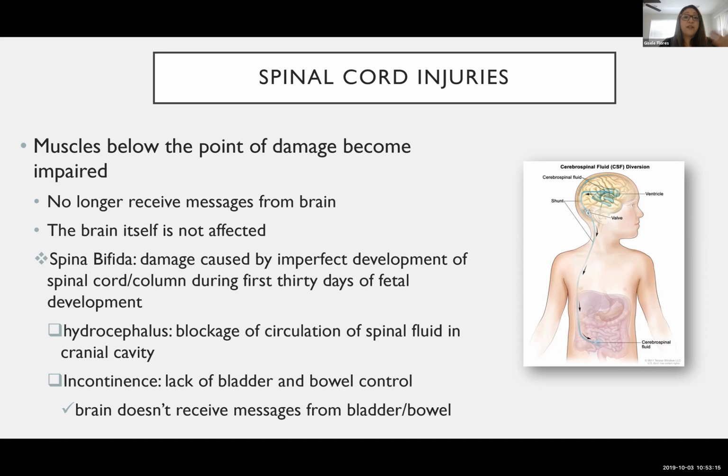We know that the brain itself isn't affected. The brain is still sending the signals, but it's almost like a block or a wall has been placed where that injury took place, and no messages can get past that wall.